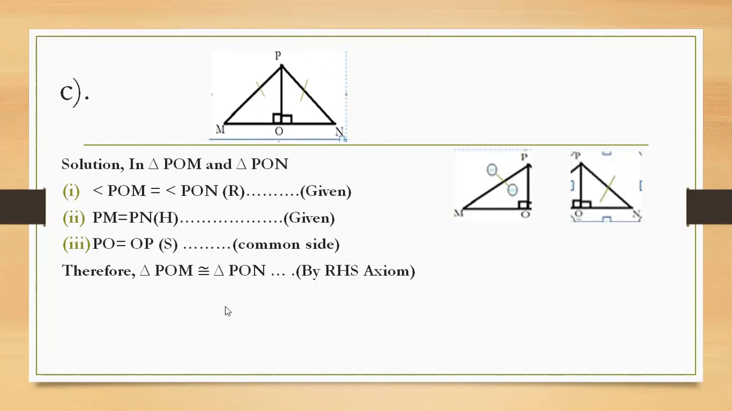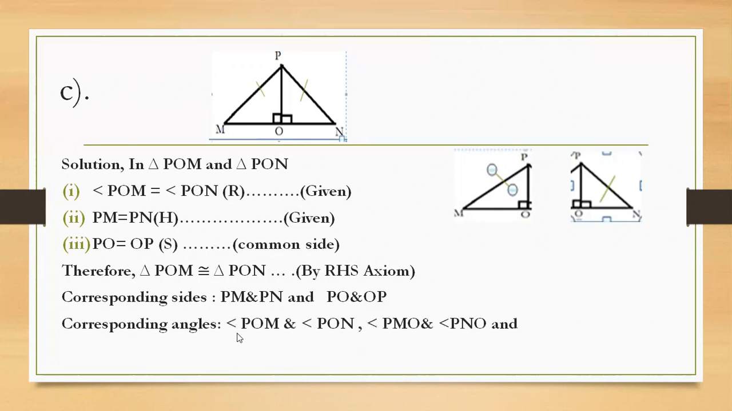Okay. And after finding this congruence, we have to write corresponding sides and corresponding angles. The corresponding side of PM is opposite to 90 degree, and PN is opposite to 90 degree. That's their corresponding side. And PO and OP, look, these base angles are equal. That's why PO and OP are also corresponding sides. Similarly, POM is opposite to this equal side. Look here, they are corresponding angles. PON, look, the opposite angles of equal sides are also corresponding angles.